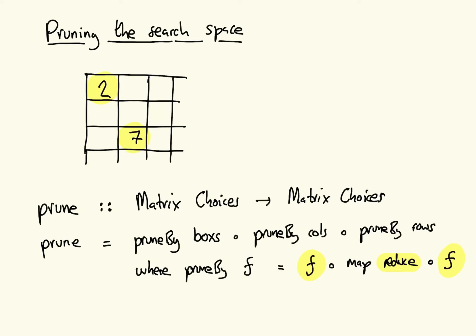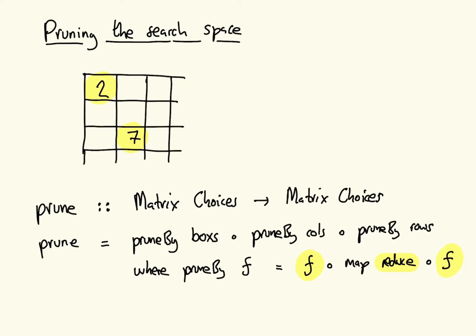So now we can think, well, what does this little magic helper function called reduce actually do? Well, reduce is very simple. Let's think about its type. What reduce is going to do is you give it a row of choices, and it's going to give you back a row of choices where any single entries have been pruned out of the corresponding other choices.